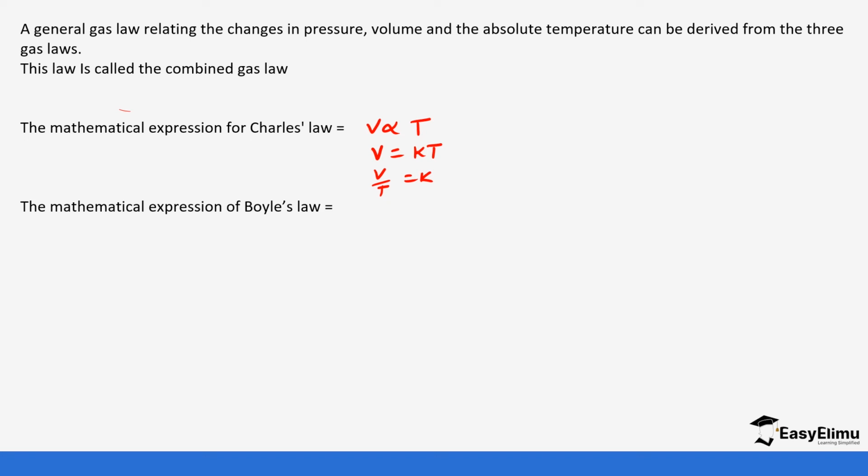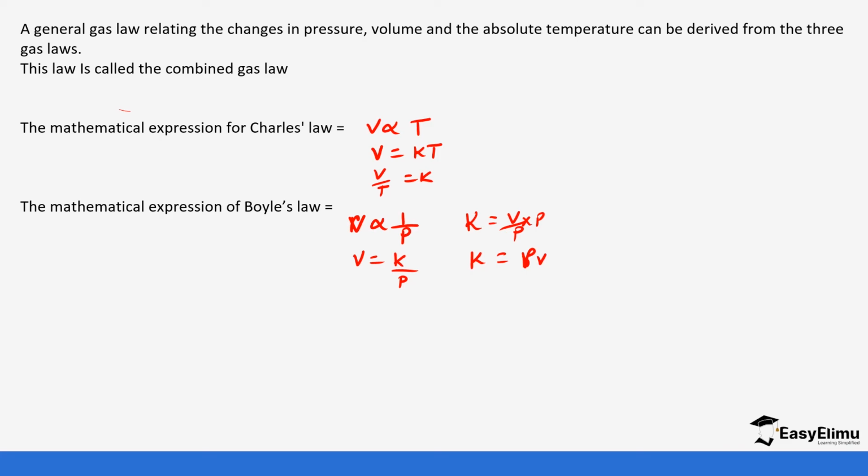As for Boyle's law, it was a relationship between pressure and volume. We said that volume is inversely proportional to pressure. If we introduce the constant, we remove the sign of proportionality, it becomes V equals K over P. And then if we want to be left with the constant on one side, it becomes constant equals V times P. So it becomes constant equals PV. So those are the expressions of Charles law and Boyle's law.